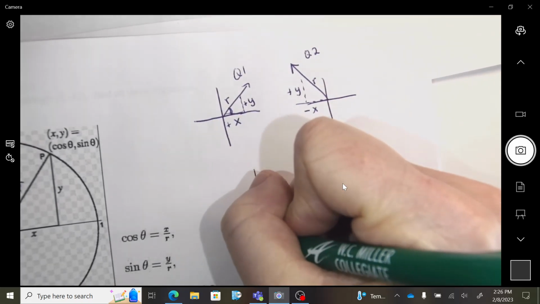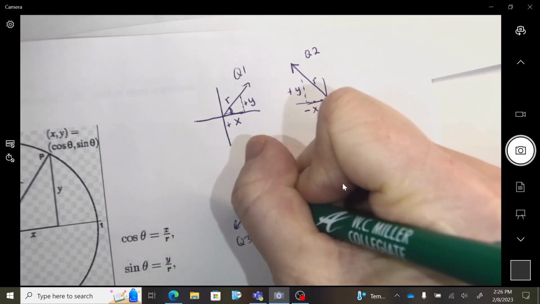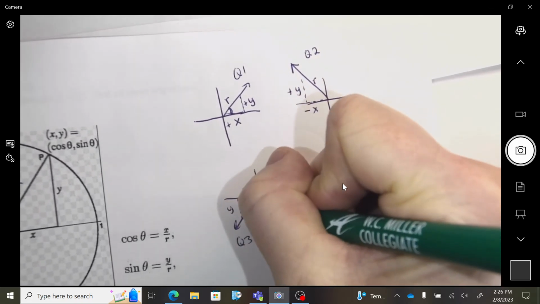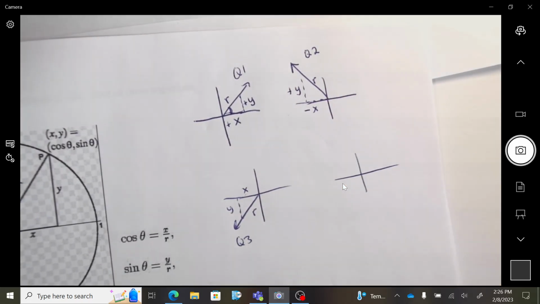Okay, quadrant 3. What is an inverted circle? An x side, a y side, and an r side. A dimension you can't comprehend.